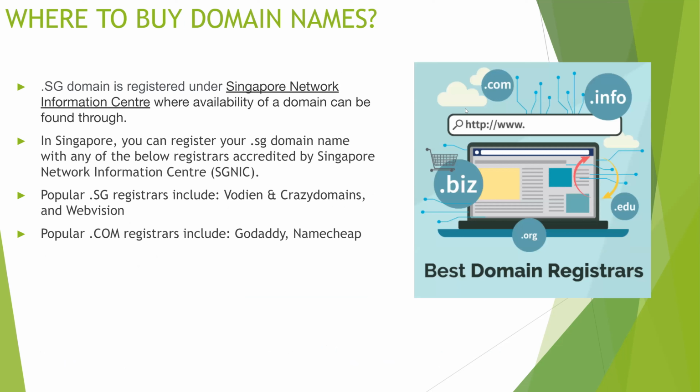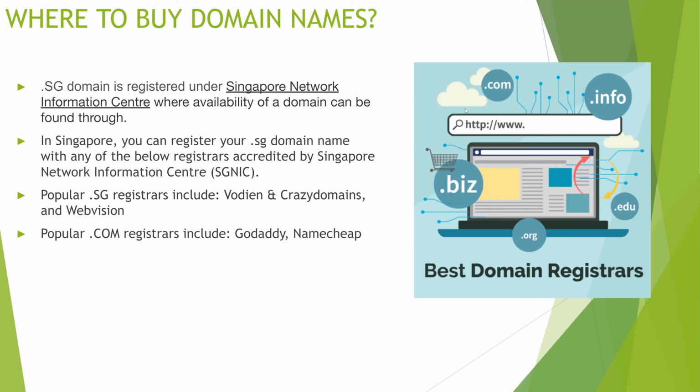So where can you buy domains? There are many different places you can buy domains in Singapore. One of the most popular are Vodien or Crazy Domains. Vodien is really good for .sg domains. Right now they have a special for $5, so you can get as many domains as you like. If it's .sg, you have to register with SingNet, but one of the good things is they'll host it for you, so you don't have to use your business information.